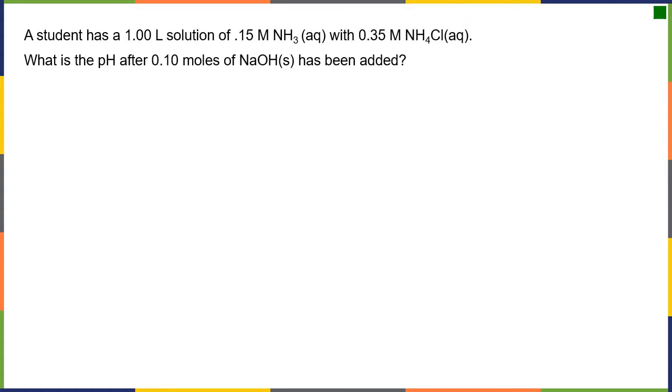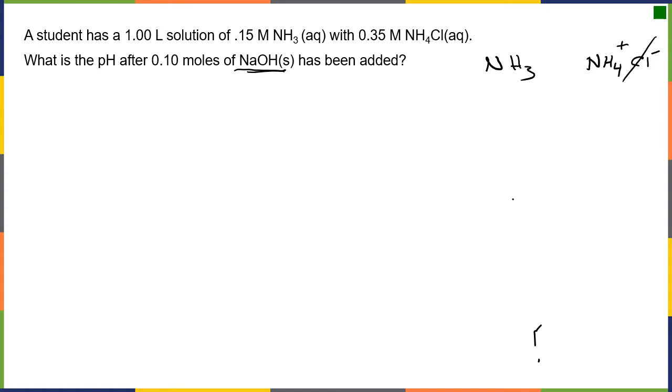So now we have to verify that this thing is a buffer, that it actually resists change in its pH. So we are going to add something, and we're going to add a strong base. So we got to know what we have. We have in our solution ammonia, and we know that ammonia is a weak base, and we have ammonium chloride, and we know what to do with salts. We take our ammonium chloride, break it into ammonium and chloride, and then ignore the chloride.